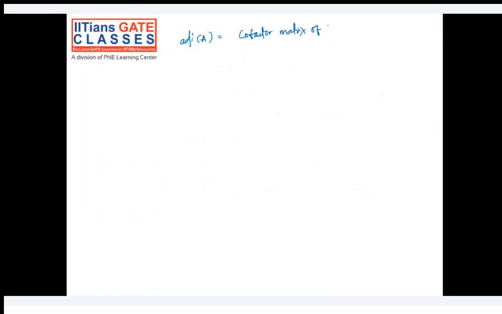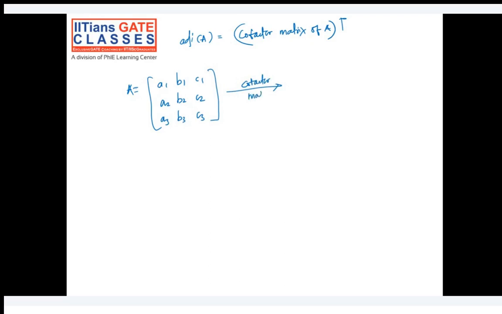I'll give just a small introduction. Suppose your matrix is A, and the elements are a1, b1, c1, a2, b2, c2, a3, b3, c3. You already know what is minor and cofactor. Suppose the cofactor matrix of this is: what is the cofactor of small a1? It is capital A1. Small b1, capital B1. C1, and so on. A2, B2, C2, A3, B3, C3.